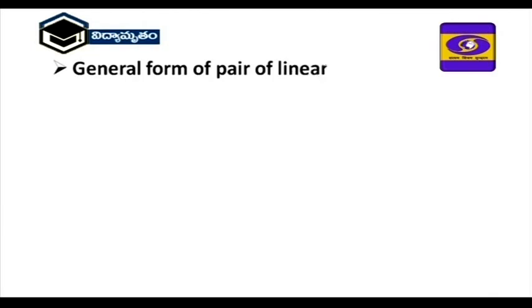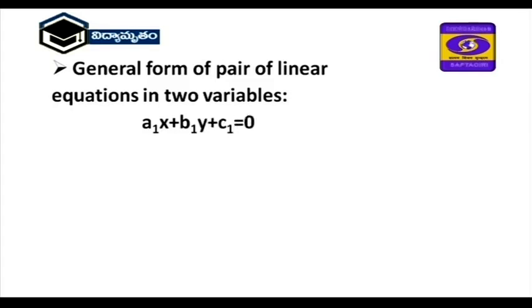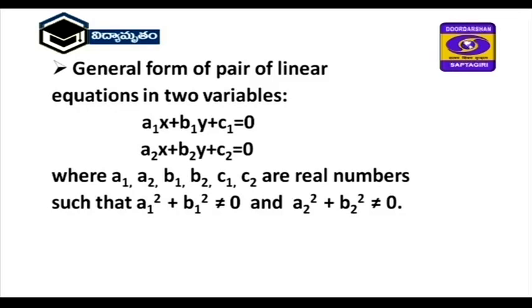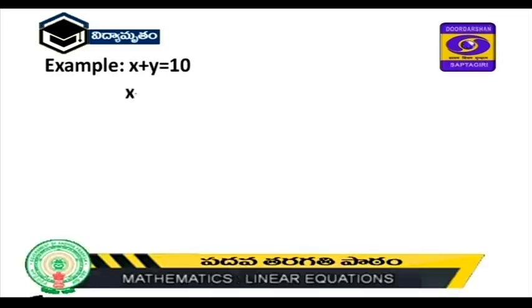Now, I am going to explain the general form of a pair of linear equations in two variables. Those are a1x plus b1y plus c1 equal to 0, a2x plus b2y plus c2 equal to 0. Here a1, a2, b1, b2, c1, c2 are real numbers, such that a1 square plus b1 square is not equal to 0 and a2 square plus b2 square is not equal to 0. These are the conditions. An example for this one: the pair of linear equations x plus y equal to 10 and x minus y equal to 10.